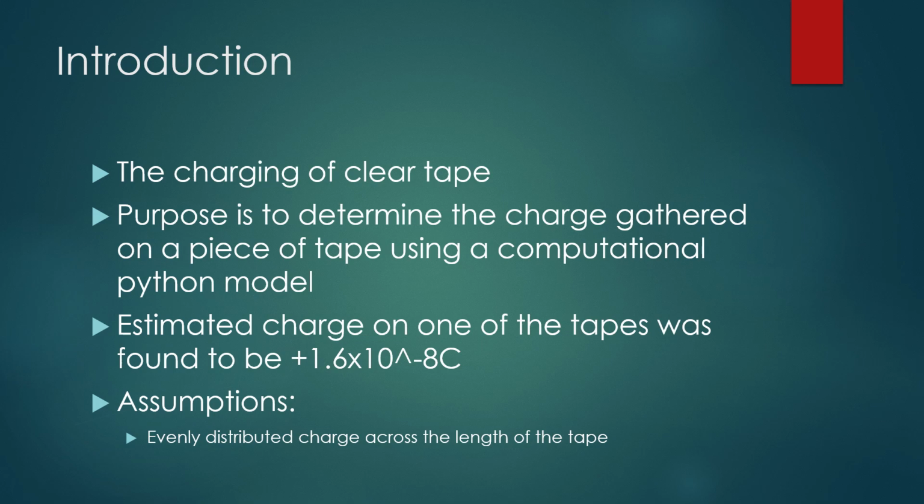it hovers above it. And due to Newton's second law, we know that if the tape is not moving, that means that gravity and the electric force are balanced, and therefore we can calculate the charge on the piece of tape. And like I said, as a little bit of a preview, the estimated charge on one of the tapes was found to be 1.6 times 10 to the negative eighth coulombs in this experiment. And one of the biggest assumptions that we make is that the charge is evenly distributed across the length of the tape when we rip it off the table to acquire it.